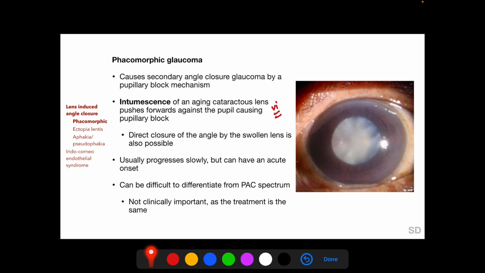Phacomorphic glaucoma usually develops slowly but can have an acute onset. And it can be difficult to differentiate whether the angle closure glaucoma is due primarily to intumescence of the cataract or primarily because of the eye being predisposed to primary angle closure. And this differentiation may be possible by examining the fellow eye, but this differentiation is not clinically important because, as we shall see, the treatment is the same for both.